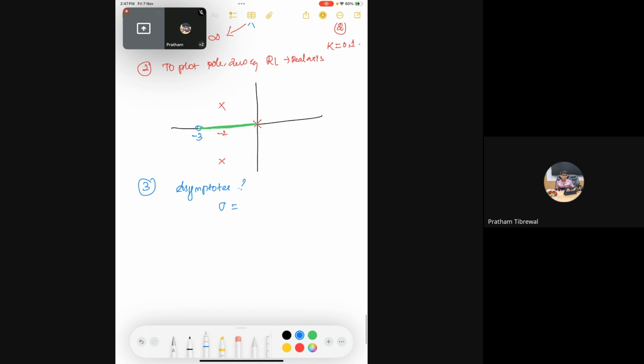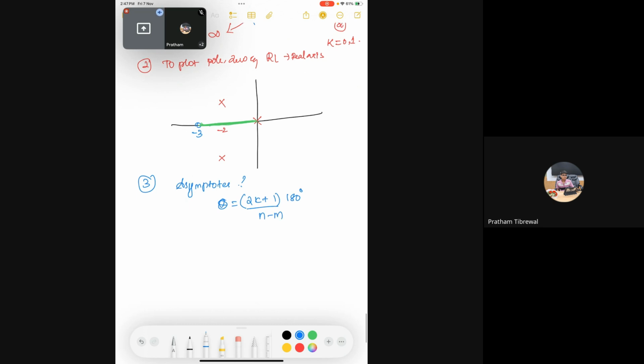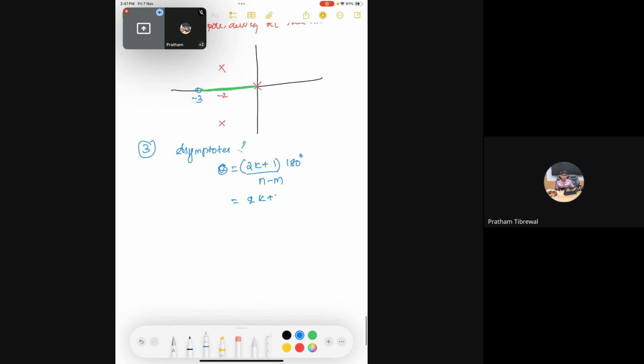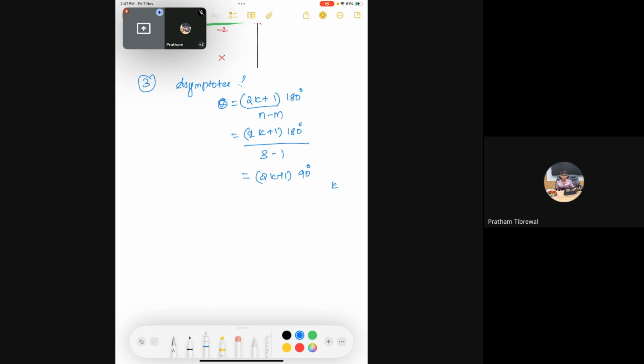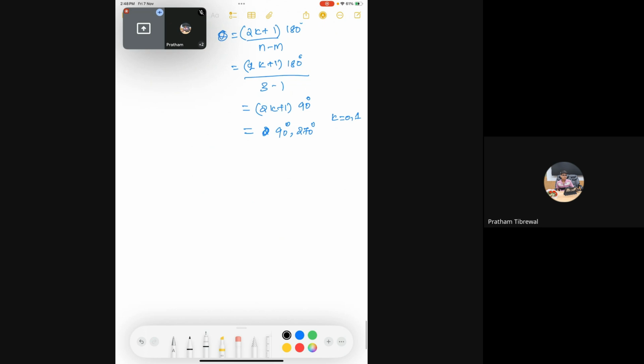So the asymptote angle will be theta equal to (2k plus 1) times 180 divided by (n minus m). This is not 2 into k plus 1. Please don't make mistakes like me. Here n is 3, m is 1, so n minus m is 2, giving (2k plus 1) into 90. K equal to 0, 1, because 2 poles are only going towards infinity. For k equal to 0, this gives me 90. The other one will be at 3 into 90, which is 270. So these are the 2 directions my root locus is going to.